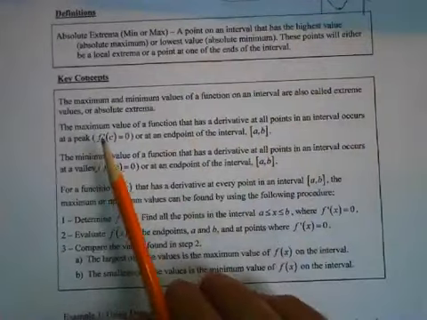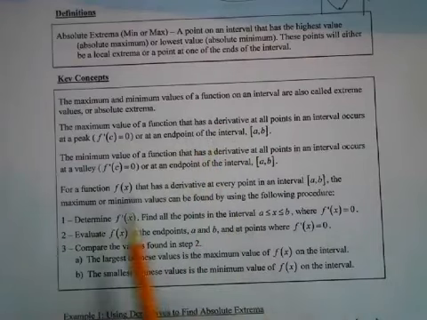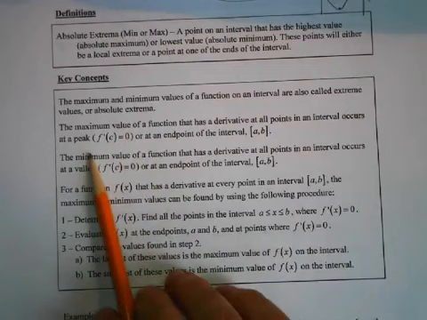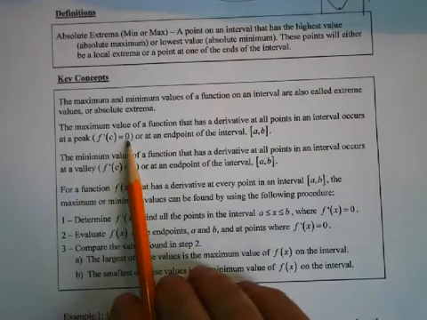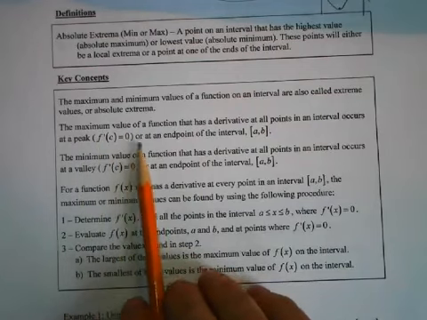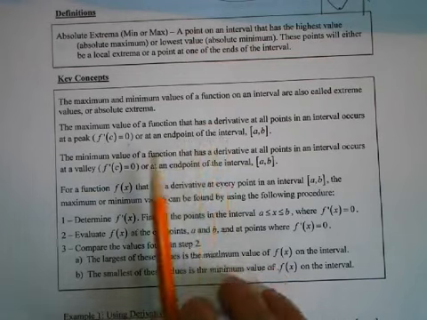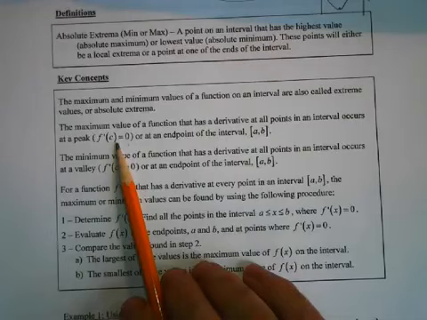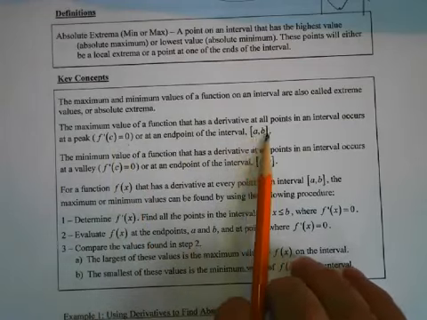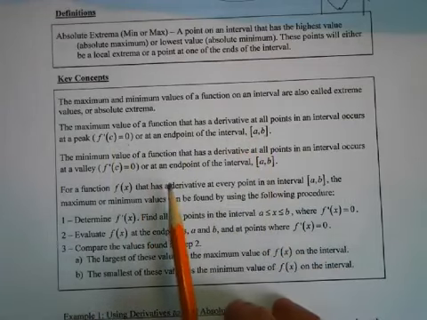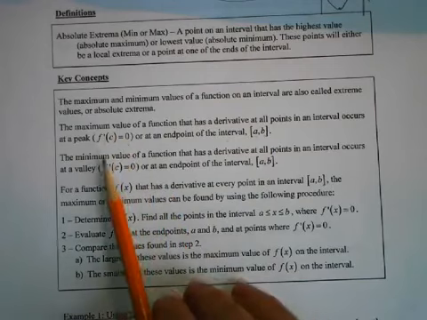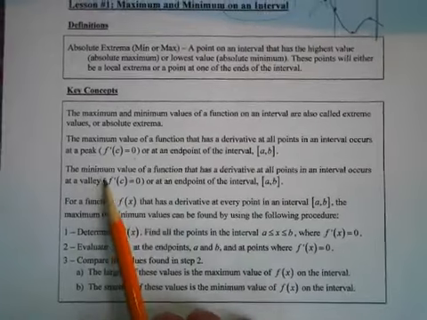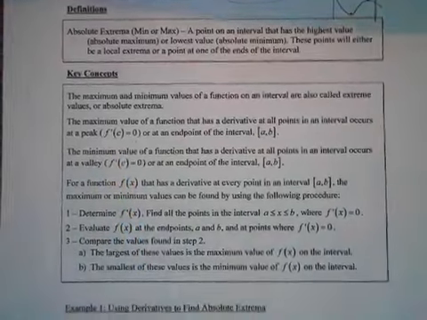Okay, so the maximum value of a function that has a derivative at all points in an interval occurs at a peak where the first derivative is equal to 0, that gives you the critical points, or at an endpoint of the interval. So it could be at any number of values within the interval, but you also test at A and B to see what those values are. And the same thing applies for minimum. So this is basically the same definition, just replaced max and min.